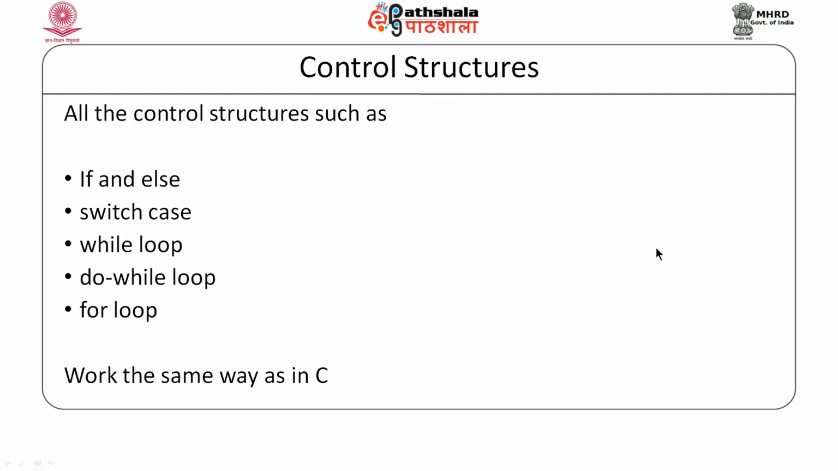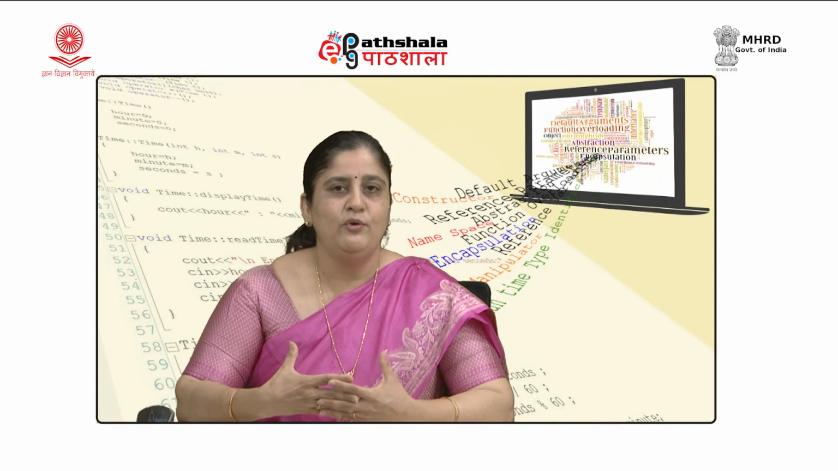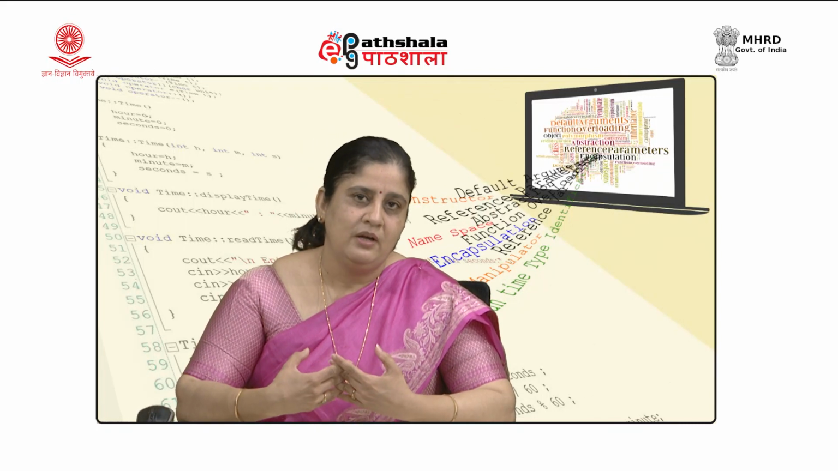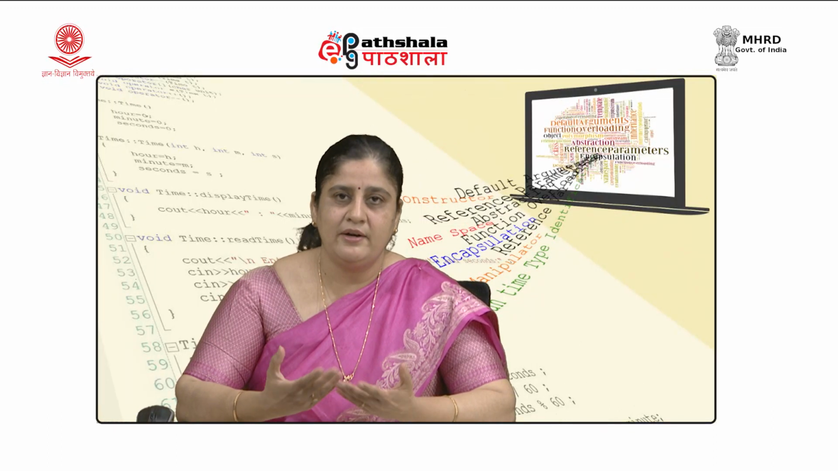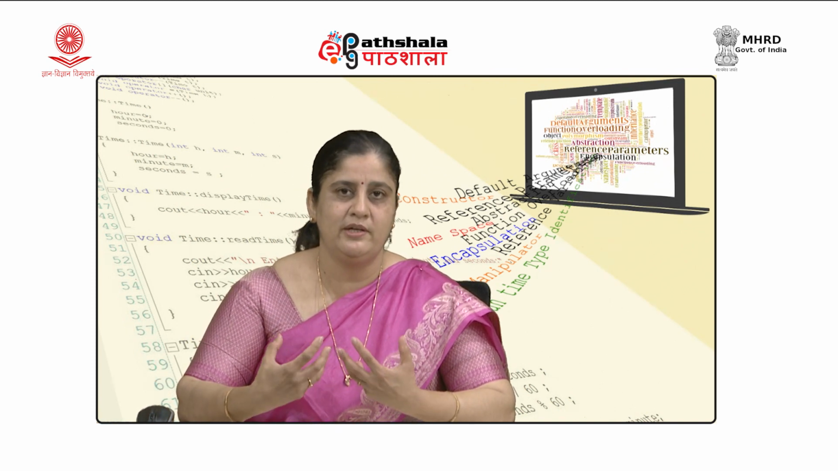Like most of the other languages, C++ also has a set of control structures that we can use, and these control structures are if and else, switch case, while loop, do while loop, for loop. All of them work in a similar way as they work in C. So, we just had a very brief overview of the basic building blocks of C++, like data types, the variable declarations, identifier definition, initialization, operators. These are the basic building blocks on which the language can be built.